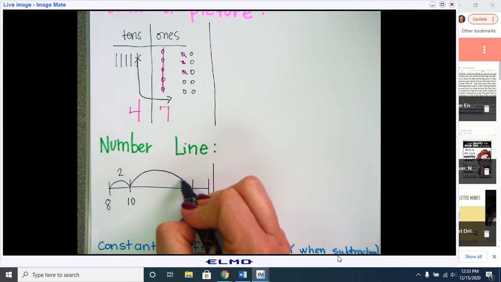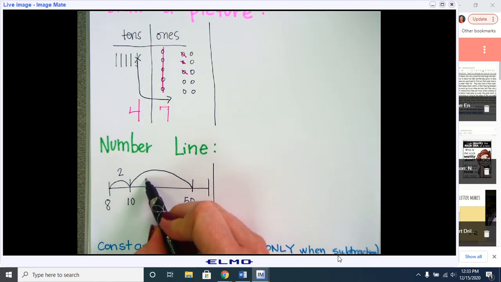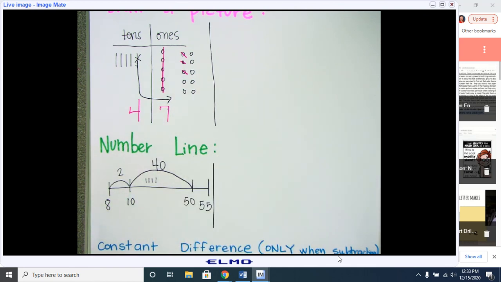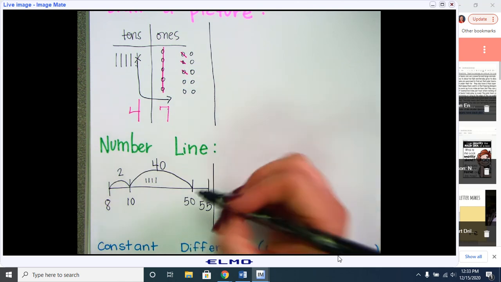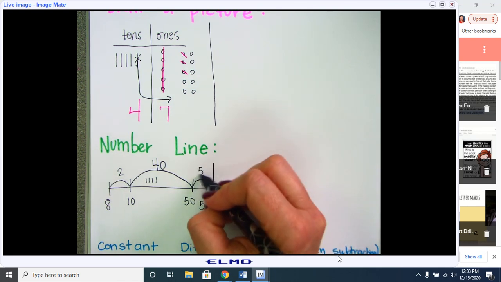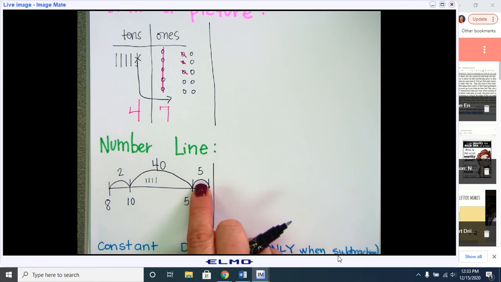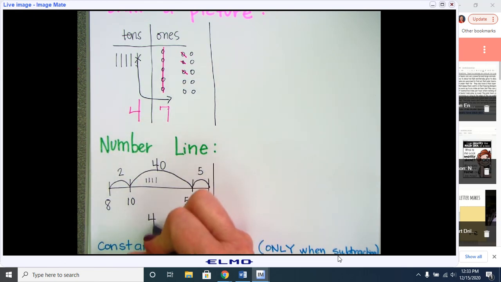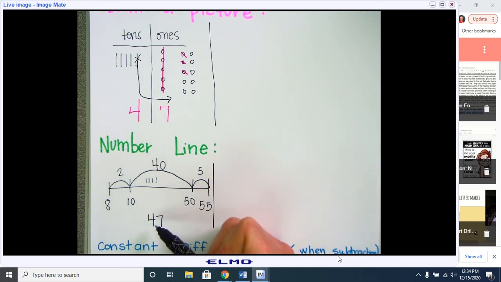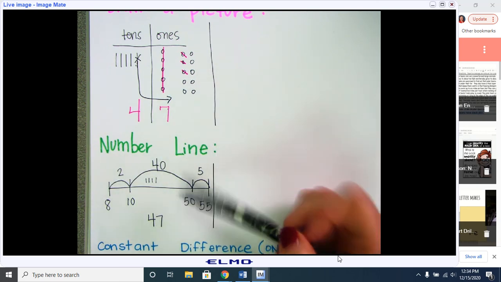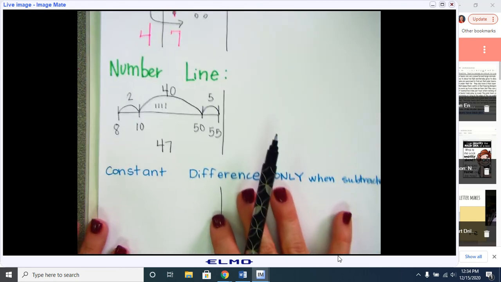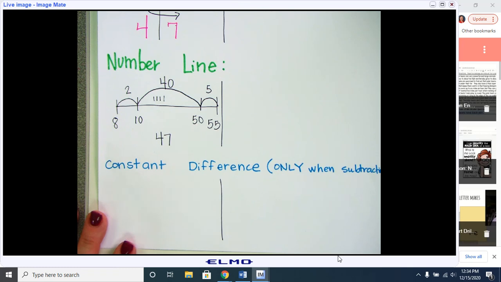All right, from 10 to 50, let's count. 20, 30, 40, 50. That's 4 tens, which is 40. Now, how far from 50 to 55? That's right, 5. So 40 plus 5 is 45, plus 2 more is 47. We got the same answer here and here. Now, if you get different answers on different strategies, then one of them is wrong. All right, the last strategy is constant difference.